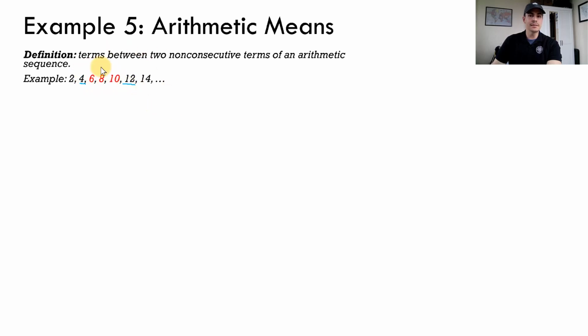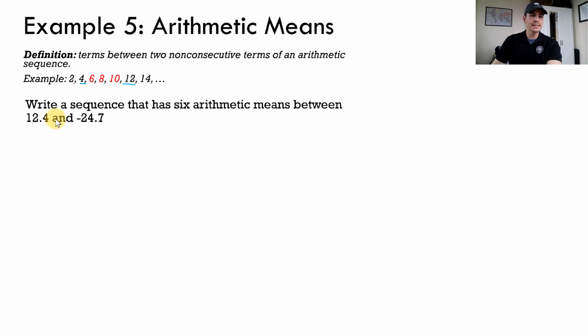So that's arithmetic means. So if we're asked to write a sequence that has 6 arithmetic means between 12.4 and negative 24.7, what would that look like? Well, we would have our original term here, 12.4, our initial term, and our last term here of negative 24.7, and we have 6 terms in between them, right? 1, 2, 3, 4, 5, 6. So I got our first term.